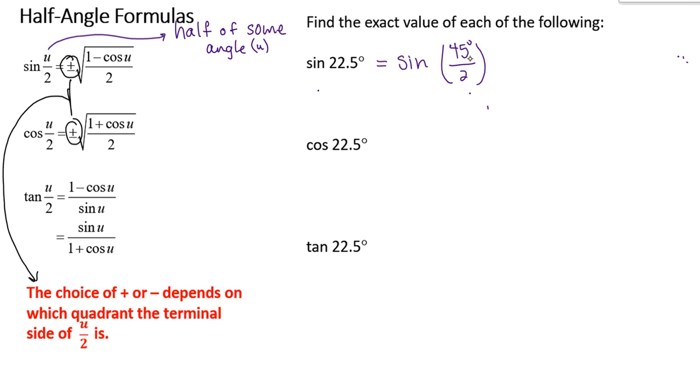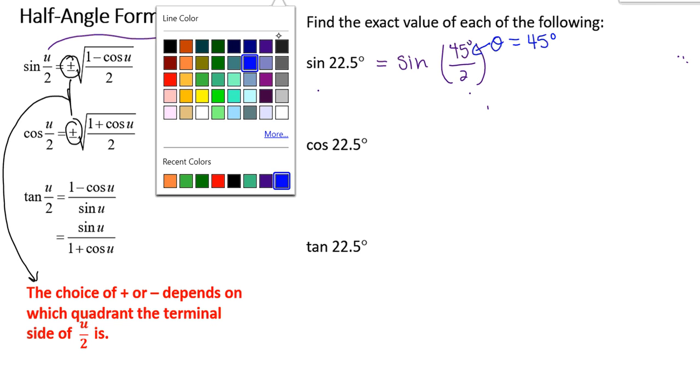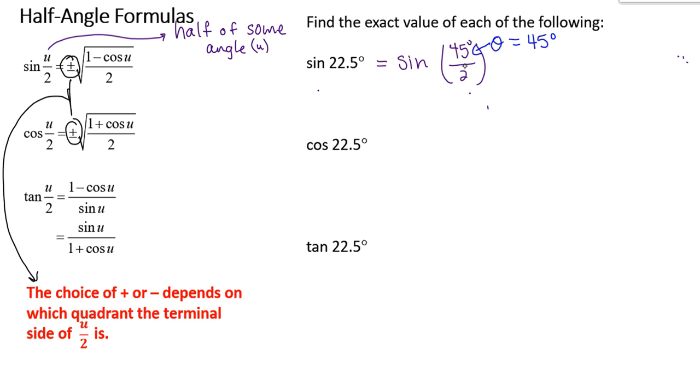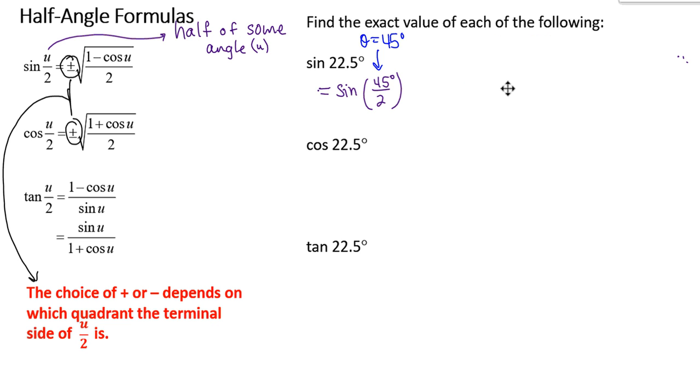So in this case, my theta is going to be 45. And then you just go to your formula. So sine of 45 over 2 equals plus or minus the square root of 1 minus the cosine of the angle over 2. I'm taking up way too much space. Okay, made it a little bit cleaner.